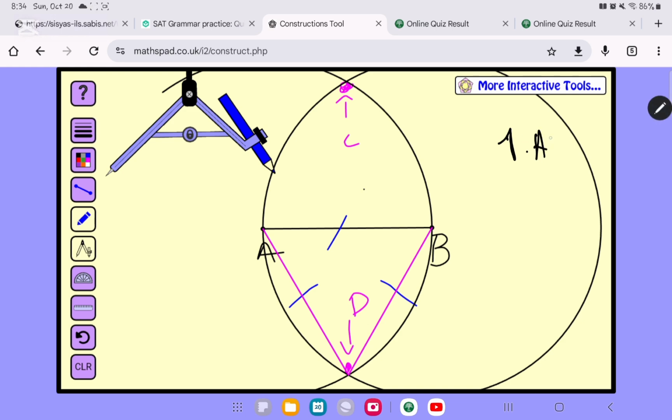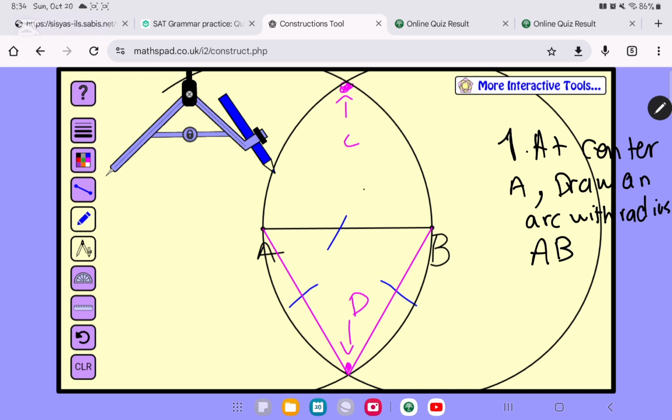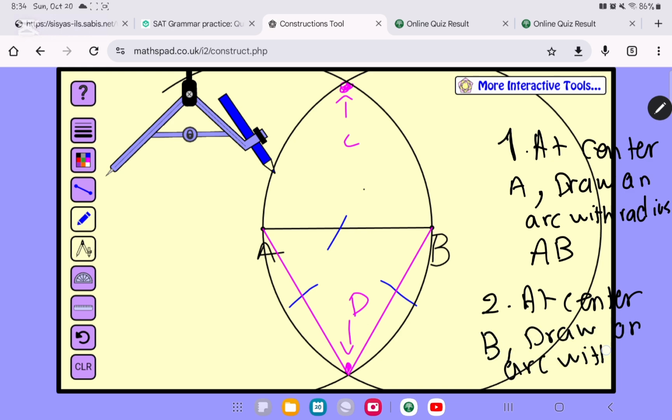Then at center A, draw an arc with radius AB. Then second, at center B, draw an arc with radius AB.